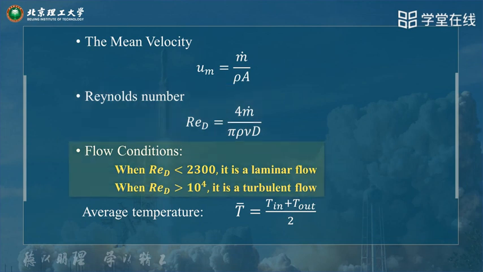Flow conditions. When Re D is less than 2,300, it is laminar flow. If Reynolds number is larger than 10,000, it is turbulent flow. Noticeable: always we use the average temperature to calculate the Prandtl number and Reynolds number. So T average is T in plus T out over 2.